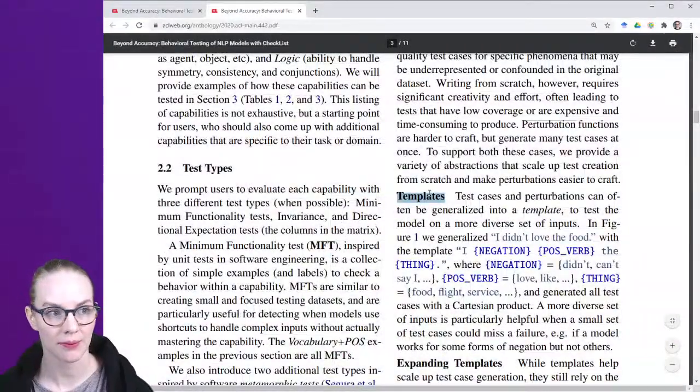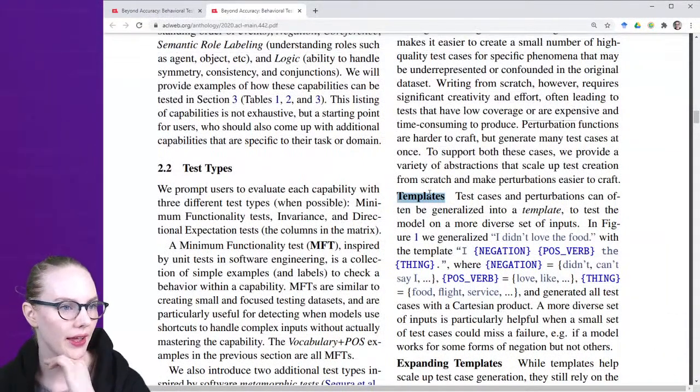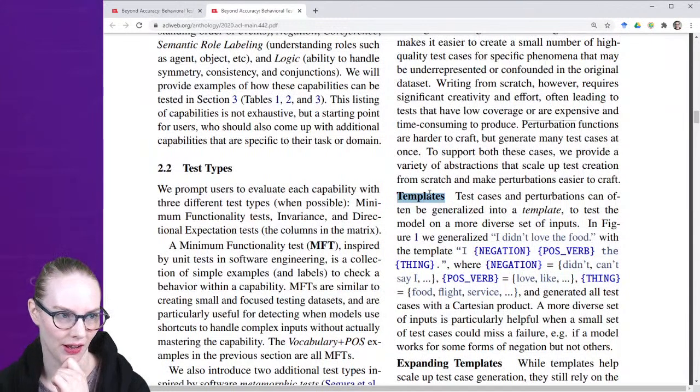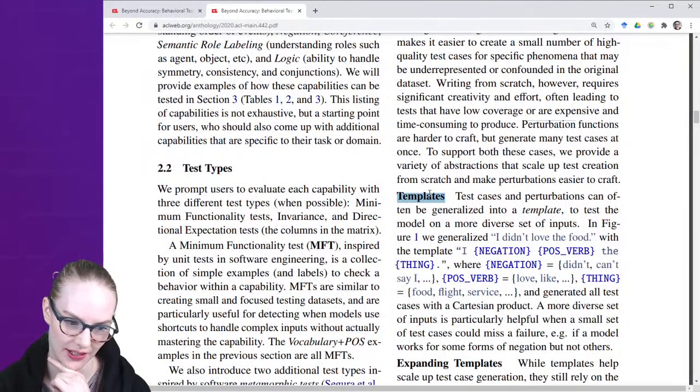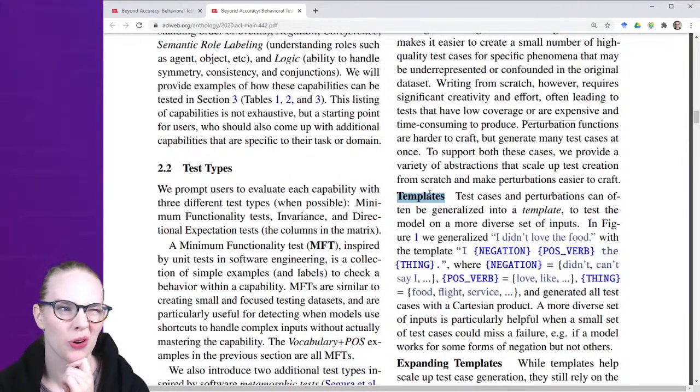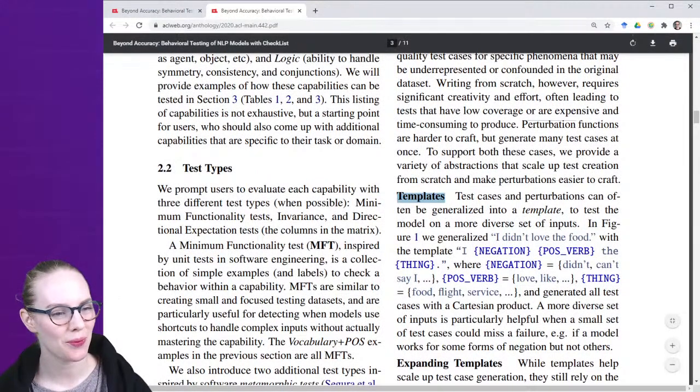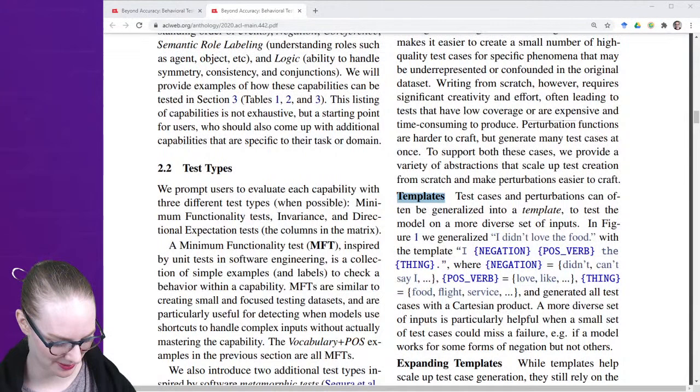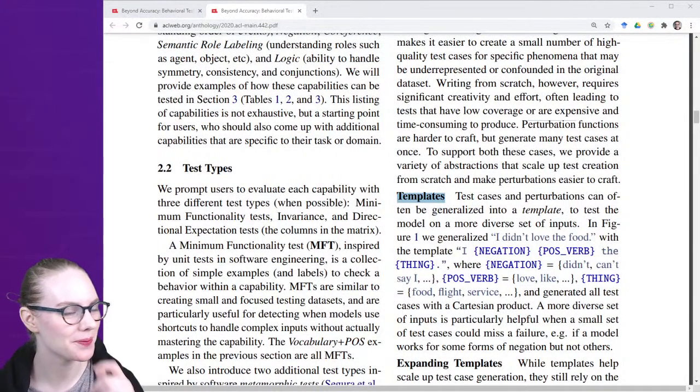And I will say templates in NLP have a long and illustrious history. A lot of the early work in like the block world stuff, which I think was in the 60s or 70s. When was block world? Let me actually check that out really quick. Block world.